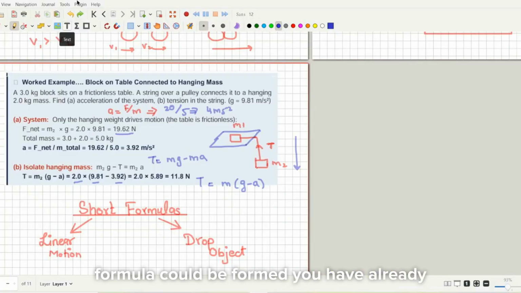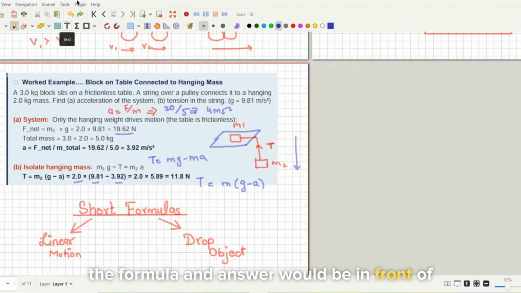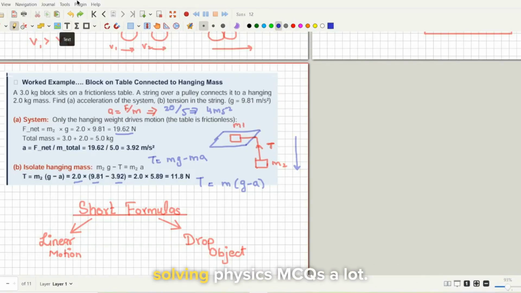You have already formed formulas in your hand, you have already memorized these formulas, you already have all the shortcuts in your hands. You only have to use the question, the options and the formula, and the answer would be in front of you. So I am telling you, physics has been made really easy for you by these lectures, because shortcut formulas will help you solve physics MCQs a lot.